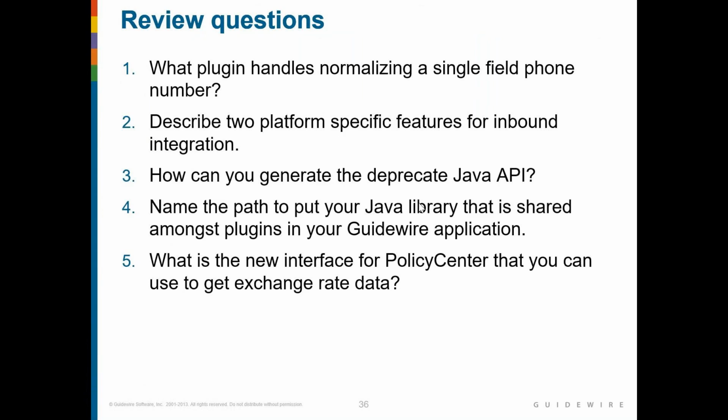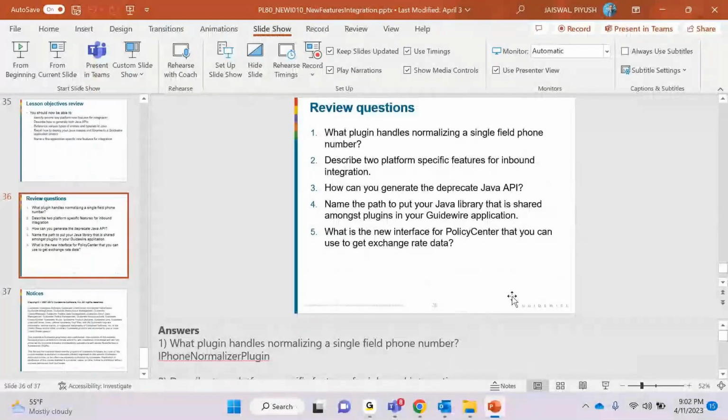Then we can go through these questions also. What are the different plugins that handle normalizing a single phone number? Describe true platform-specific point mount integration. How do you generate deprecated Java API? You can go through these questions for your revision. I think the answers are also given here if you want to cross check.